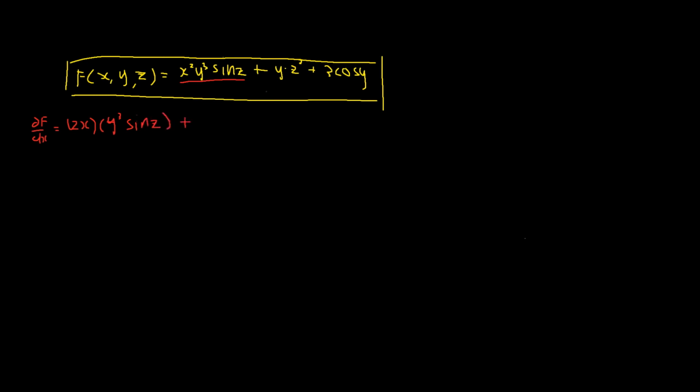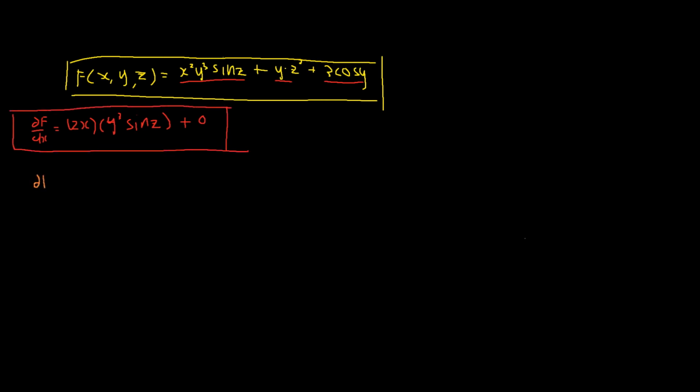Moving on to the next term. There are no x terms in here, and this is just a constant. The derivative of this would just be 0. There's no x term in here, so this would also be 0. So we have our partial derivative with respect to x is 2xy cubed sine of z.